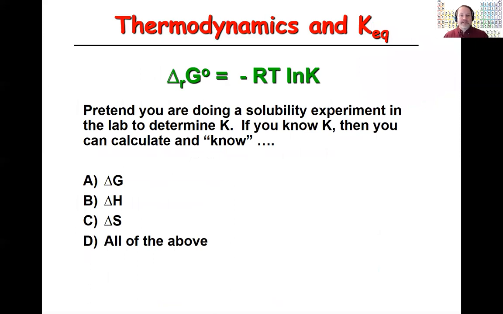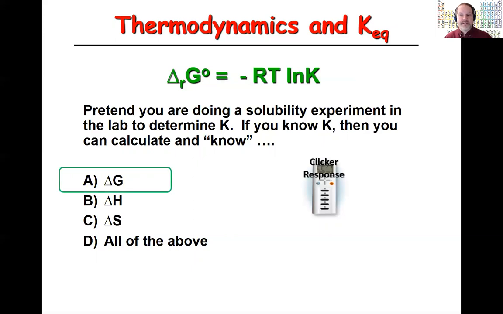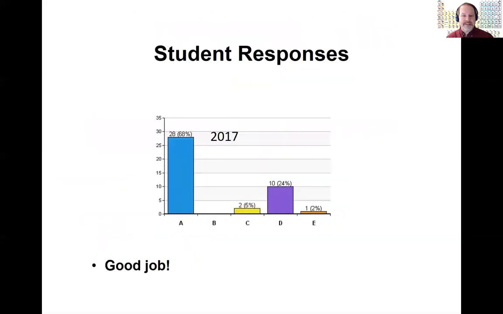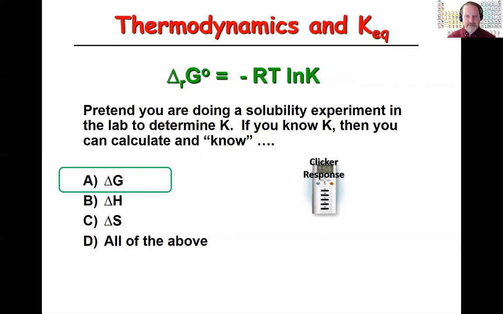So let's say you're doing a solubility experiment in the lab and you really need to figure out the equilibrium constant. What are you going to need to know to calculate K? So here's 4 options: G, H, S, Gibbs free energy, enthalpy, entropy, or maybe you need all of them to figure this out. Okay, I'd have my students click in, and this is what some have sent over the years. Delta G. Okay, and you can see here 68%. A lot of them answered D, which was what? All of the above.